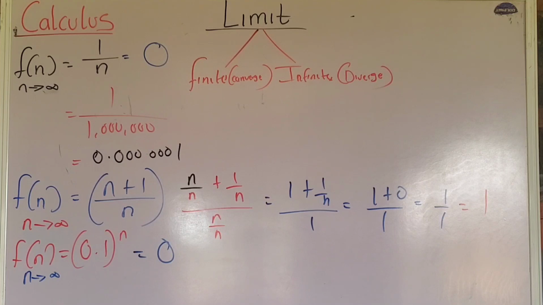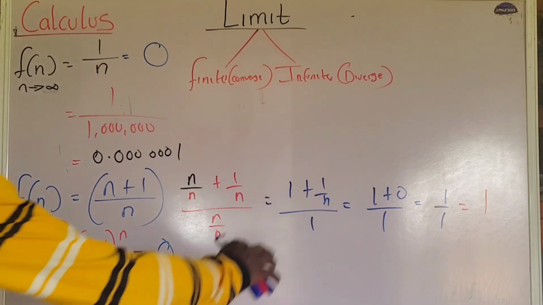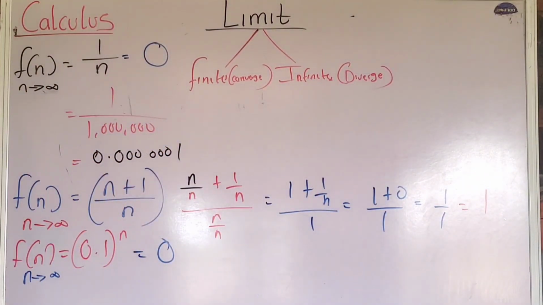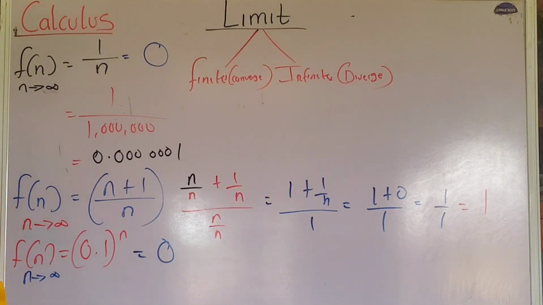Now let's look at infinite limit. If the limit of a sequence doesn't converge, such a limit is said to be an infinite limit. If it doesn't converge, that means it diverges, and that is why I put in brackets that any limit that diverges is what we call an infinite limit. What I mean by diverging is that the function increases and becomes larger when you take the limit of the function. That kind of function is what we call an infinite limit.